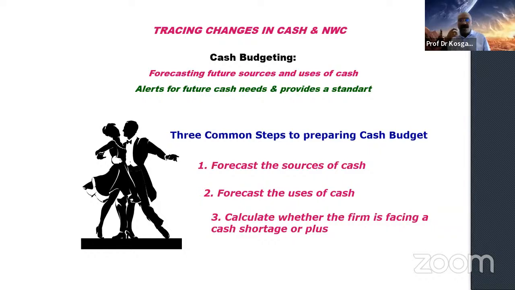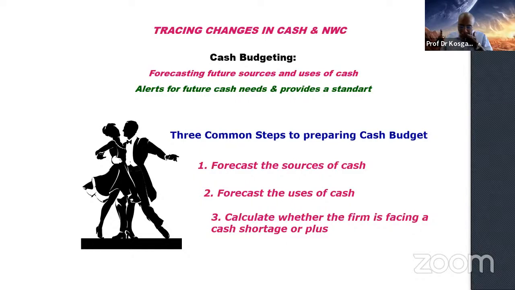Just now, in the previous session or one hour ago, we were looking at the sources of cash, internal cash or external, the sources that you can tap for your business. And the uses of cash is for the operating activities of the business for the purpose of profit. Three common steps to preparing a cash budget: forecast the sources of cash, forecast the uses of cash.